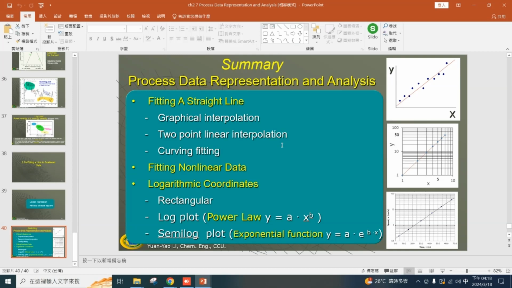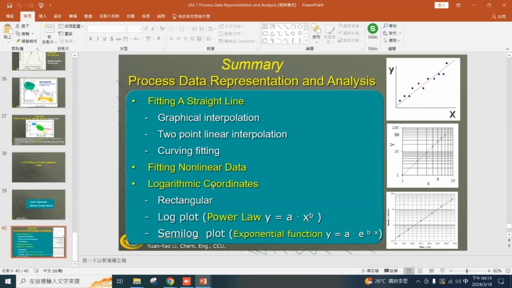Okay, and if you don't have a straight line with your data, I try to make it a straight line, right? I remember I gave you 4 examples. With those 4 examples you can fit the non-linear data to make it become linear. And finally, last week in chapter 2 we talked about log plots, right?